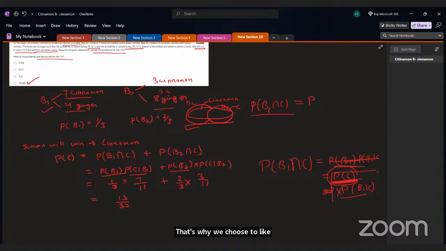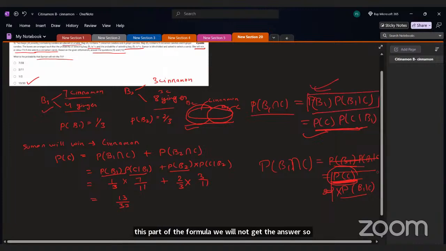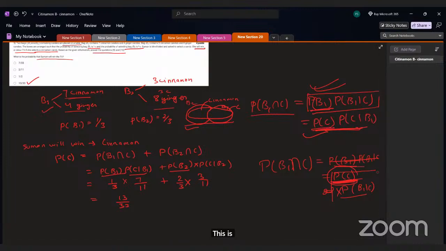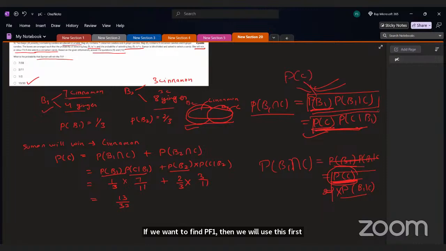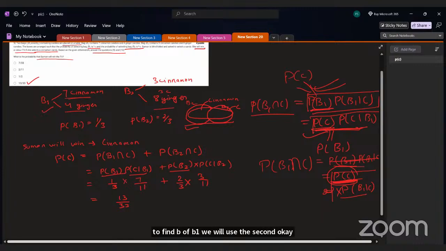Okay, sir, I understood. According to the law of total probability, this into this, and this will be similar to this into this. But obviously, on choosing this part of the formula, we will not get the answer. So that's why we choose this part, because this is given to us and this is not. If we want to find P of B1, then we will use the second. To find P of C, we use this. To find P of B1, we will use the second. Okay. So we can move to the sixth question.